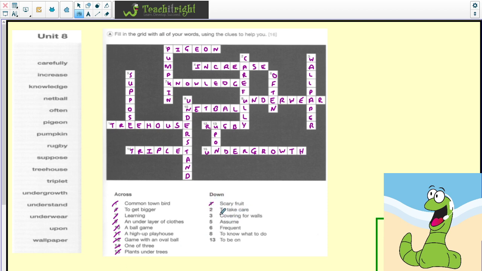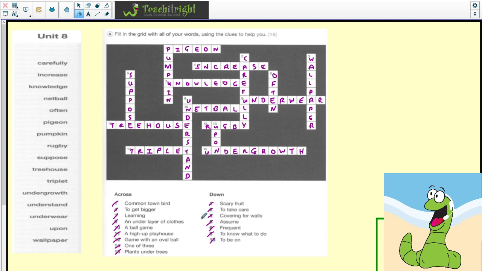2, to take care. So this is 2 down, and that is carefully. Covering for walls is wallpaper. That's 3 down over here. 5, assume, suppose. 6 down. See if I can find 6 down. Often. That's frequent. To know what to do. That's 8 down. And that's understand. And then 13 down. To be on is upon.